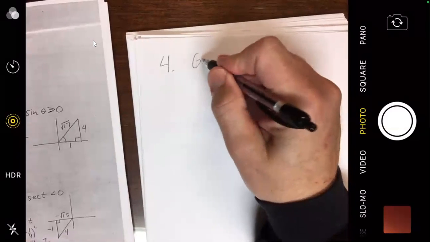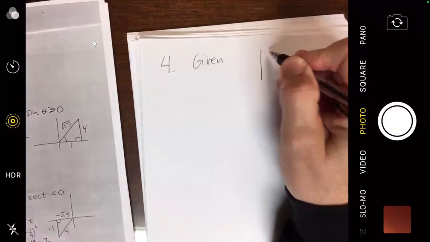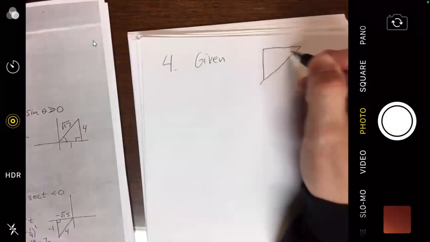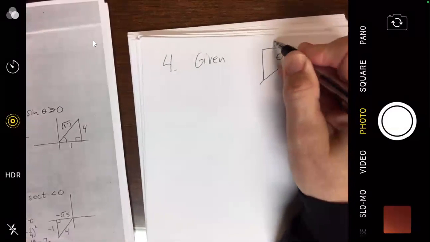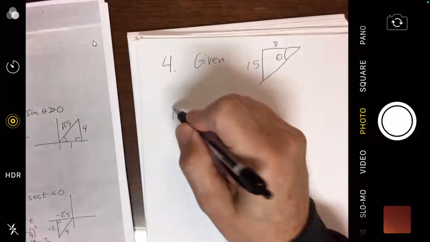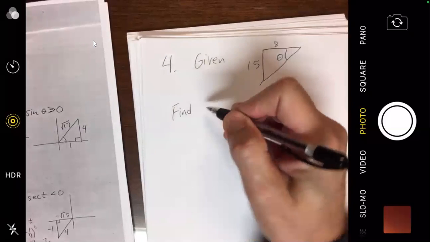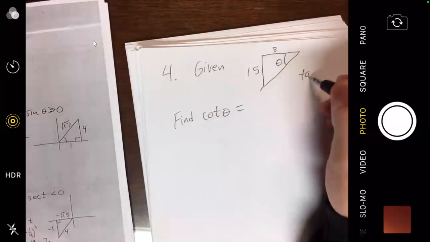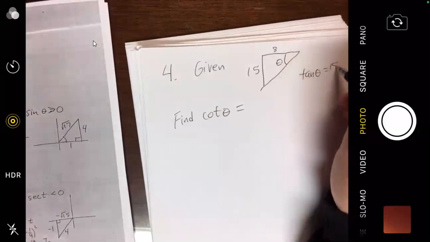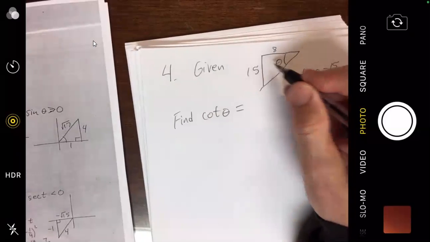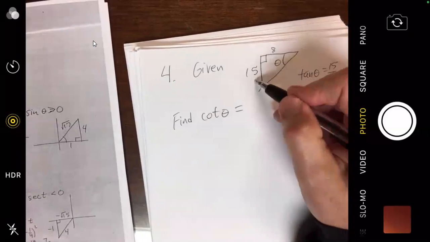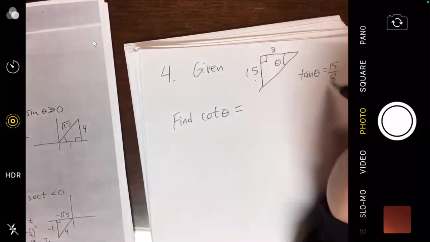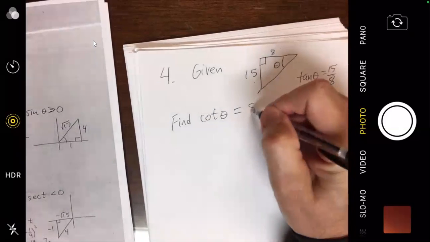Given this leg's 8, this leg's 15, and find cotangent theta. Well, tan would be 15 over 8, opposite over adjacent, so your cotangent's the flip, it would be 8 over 15.